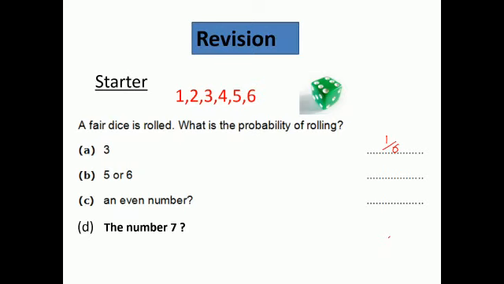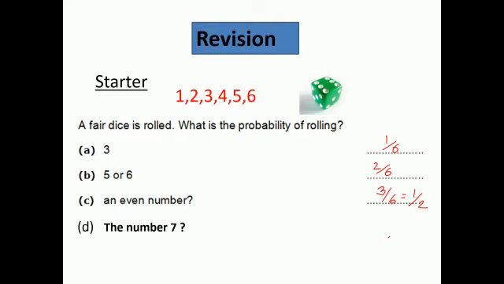Next one, 5 or 6. So, we are taking two numbers here, 5 and 6, that is 2. The total is 6. So, 2 by 6. An even number. Look there, even numbers are 2, 4 and 6. So, we got 3 numbers. So, we can write 3 by 6. In the simplest form, it is 1 by 2. Simplest form is not compulsory. You can write 3 by 6.